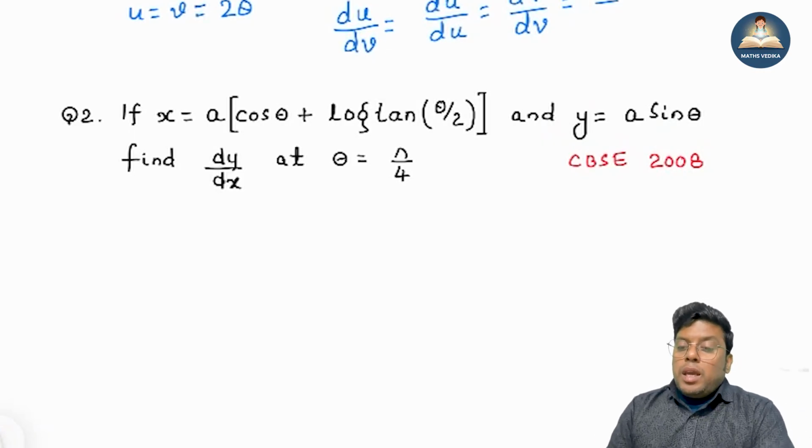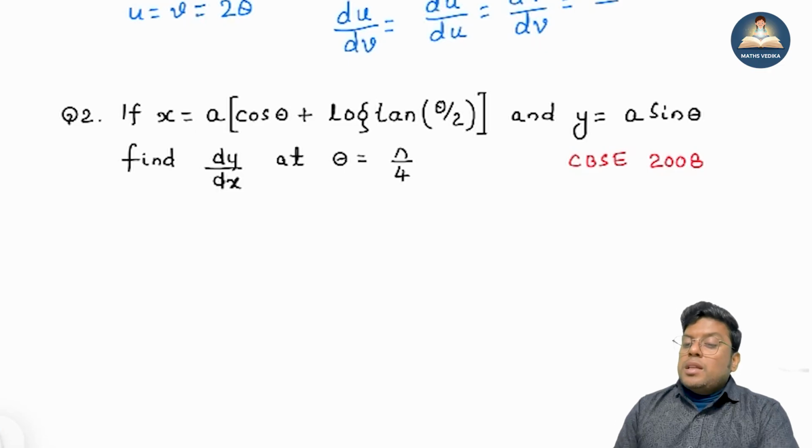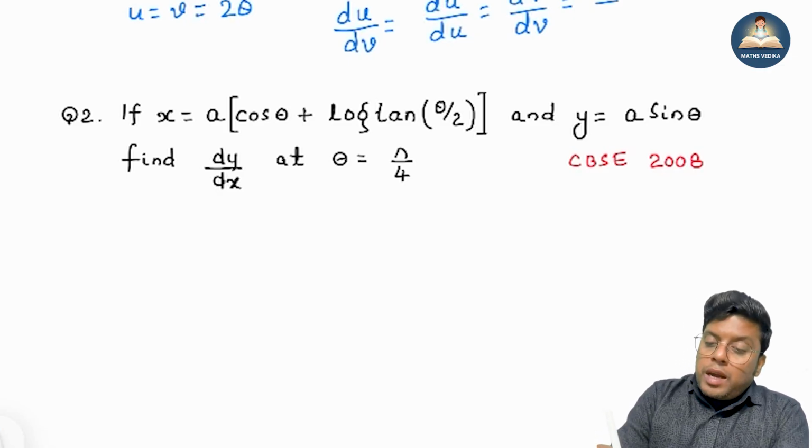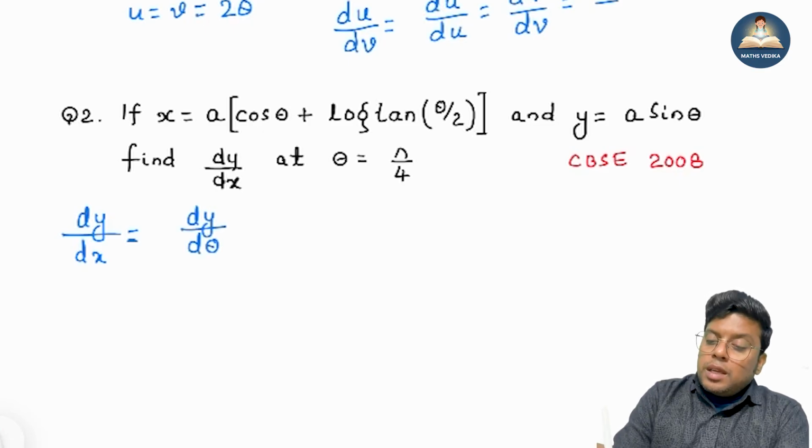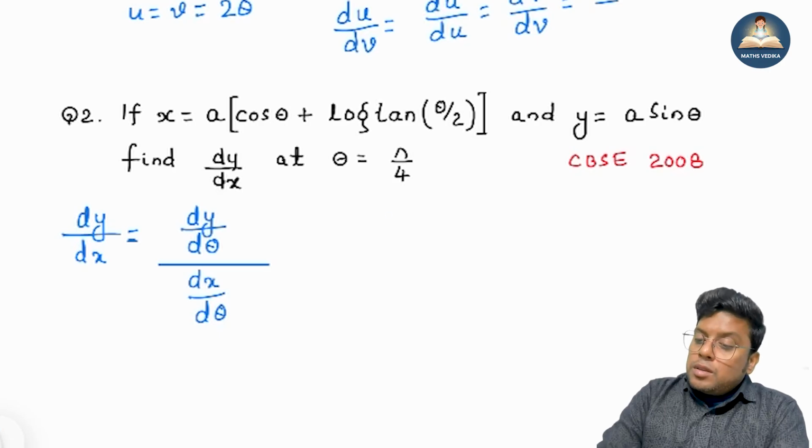Here x is equal to a into cos theta plus log tan theta by 2 and y is equal to a sin theta. So we have to differentiate y with respect to x at theta is equal to pi by 4. So here as we can see, x and y both are functions of theta. Okay. So to find the differentiation of y with respect to x, first of all we'll differentiate y with respect to theta and then divide it by the differentiation of x with respect to theta.